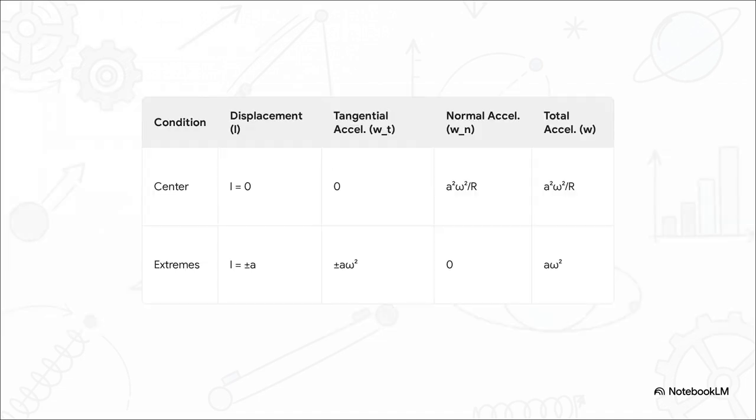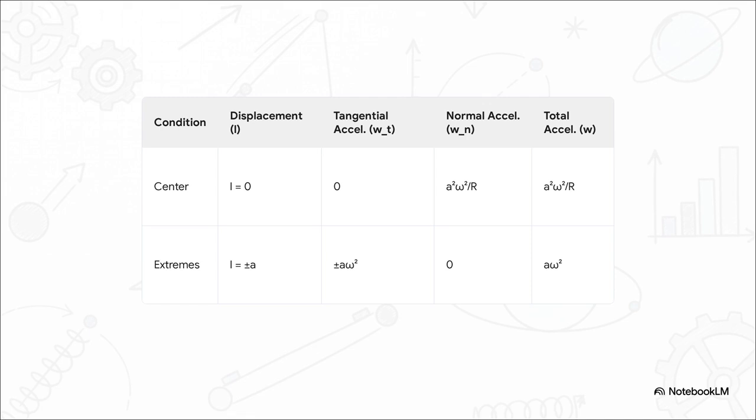Now here's where the physics gets really cool. Look at what happens at these boundaries. When the particle is at the center, its speed is at its maximum. So the normal acceleration is maxed out, but the tangential acceleration is actually 0. It's not speeding up or slowing down at that instant.